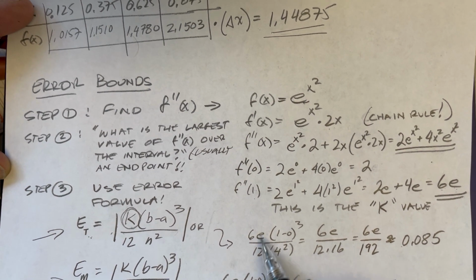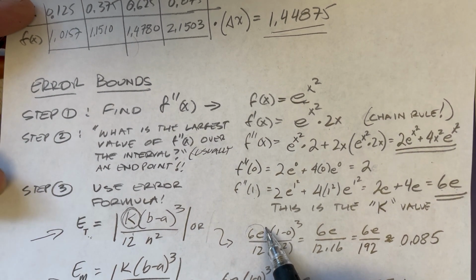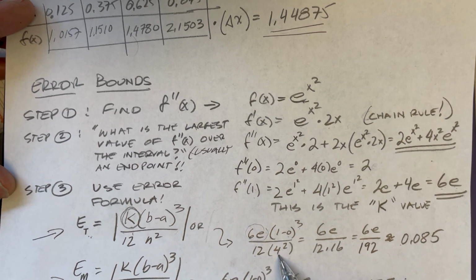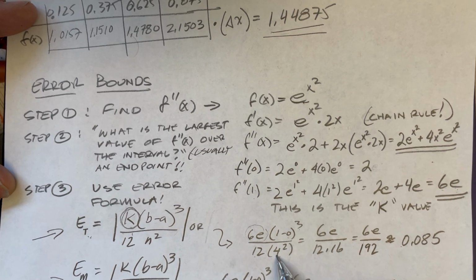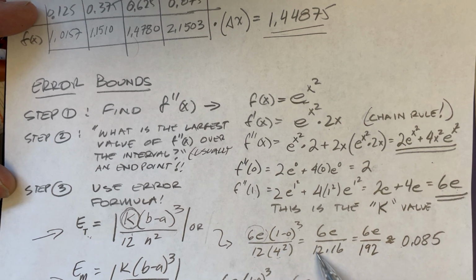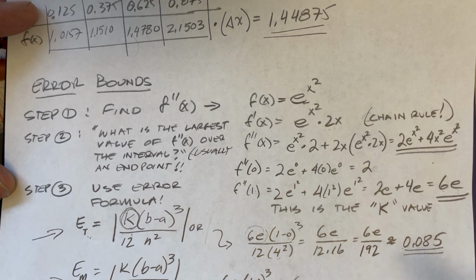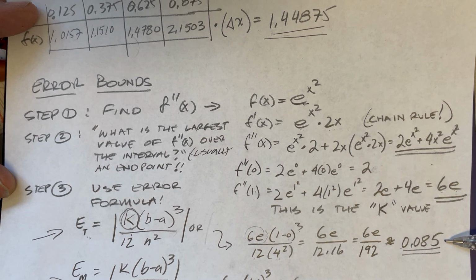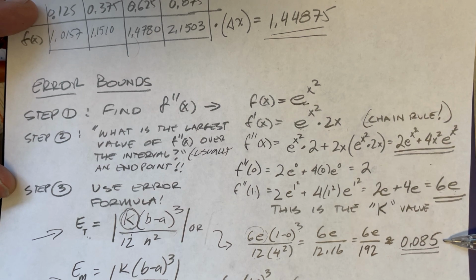So my formula then becomes 6e for k. The width of my interval is just 1, cubed is just 1. Then 12, and that's my number of partitions, my number of rectangles in my approximation. So as that gets larger, my error goes way down. So here is me just doing the math, and I wind up with an error bound of 0.08. So you can see 0.08 is much more accurate than 0.003, but this is mathematically what we're guaranteed to be within this level of accuracy.